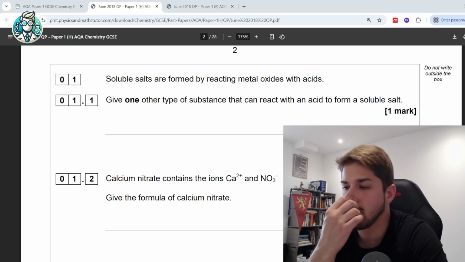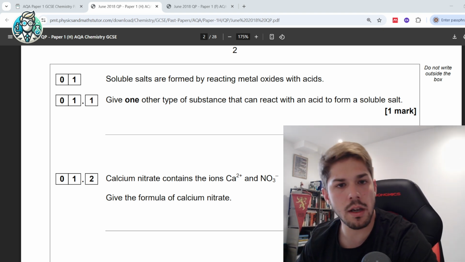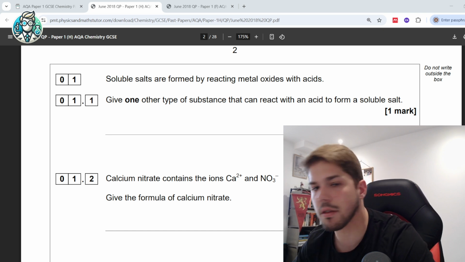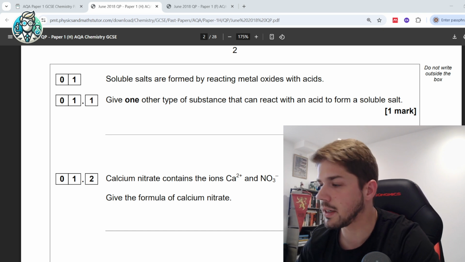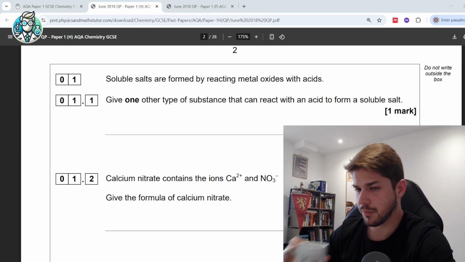All right, so question number 1. No. So question number 1 is saying: give one other type of substance that can react with an acid to form a soluble salt.